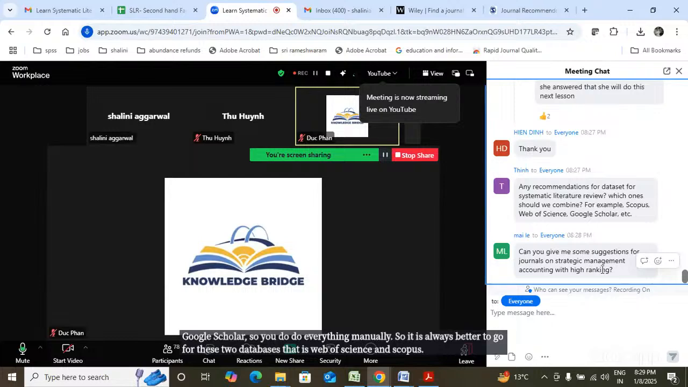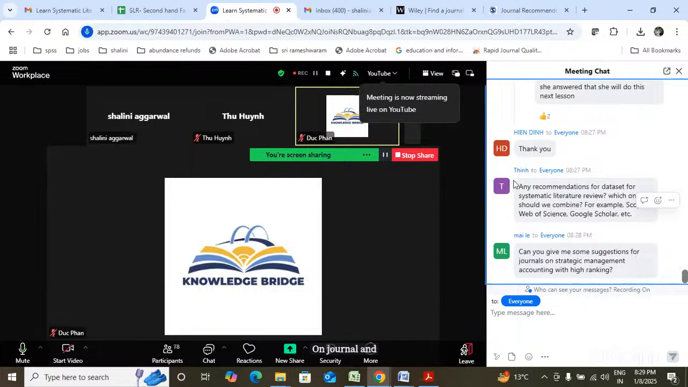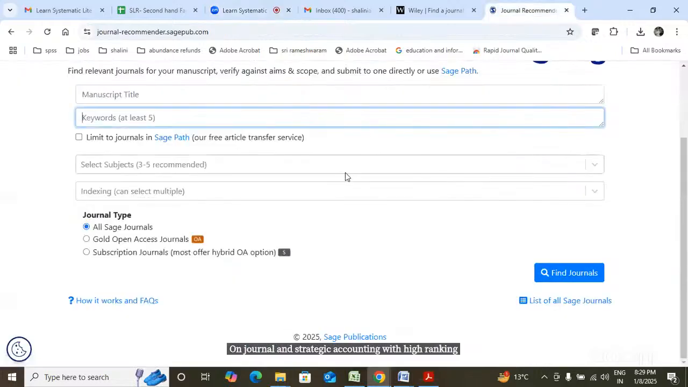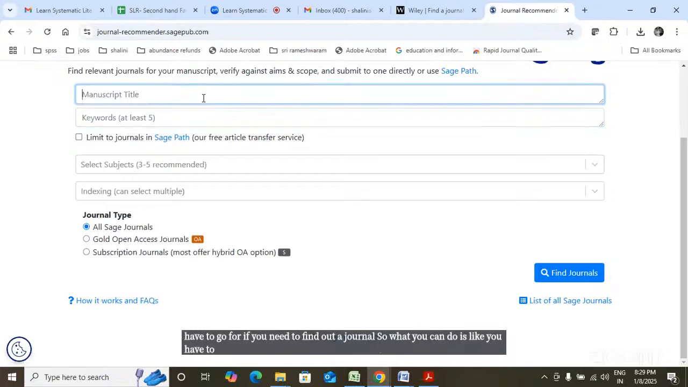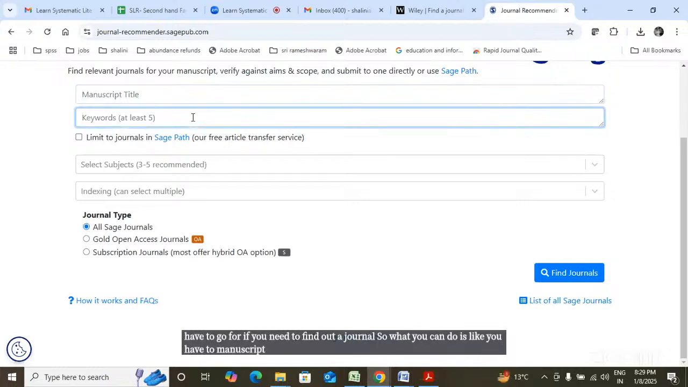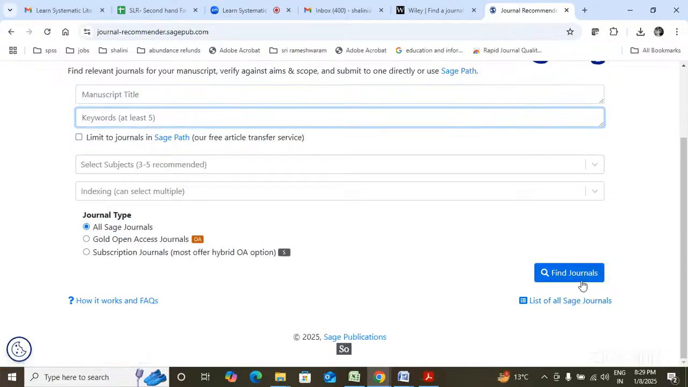On journals on strategic accounting with high ranking, I told you, if you need to find a journal, what you can do is use your manuscript title and keywords, so it will help you to find journals.